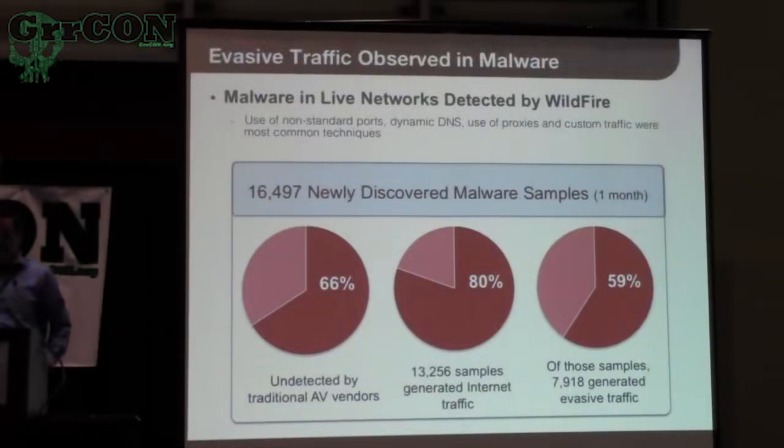So let's take a look at some of the data we were able to collect. This was over a one-month period earlier in the year. I believe this was April 2012. During that time, we discovered just under 16,500 unique new malware samples in the networks that the service was deployed on. Those are unique new malware samples, not counting duplicates. This is by file hash.